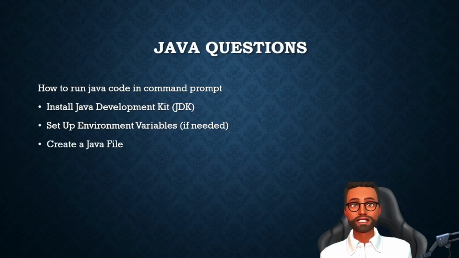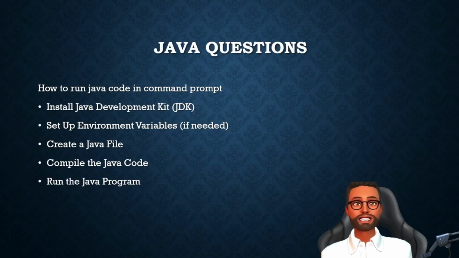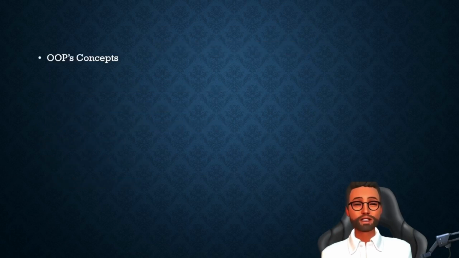Step 3. Create a Java file. Create a new .java file. For example, create a file named helloworld.java. Step 4. Compile the Java code. Open the command prompt and navigate to the directory containing your Java file using the cd command. Compile the Java file using the javac command. Step 5. Run the Java program. Execute the compiled program using the java command. Note: do not include the .class extension when running the program.